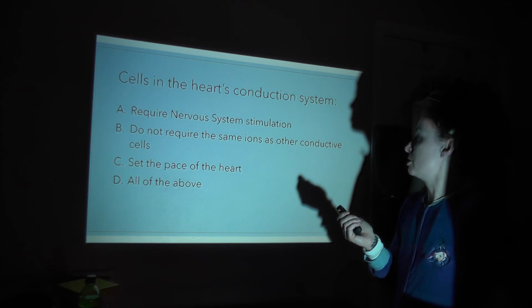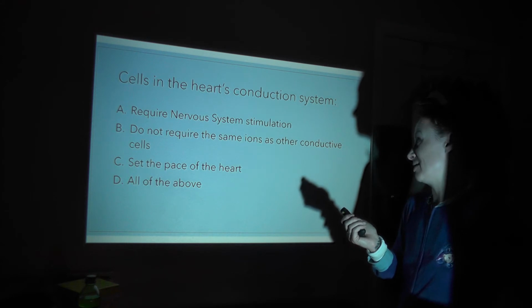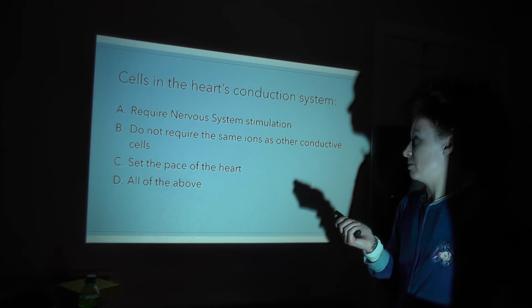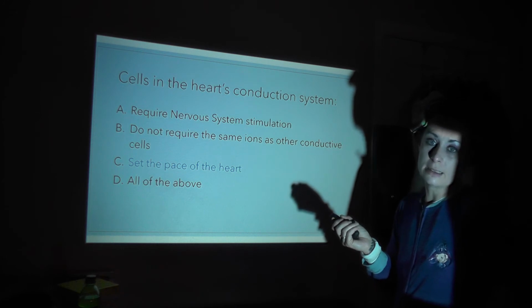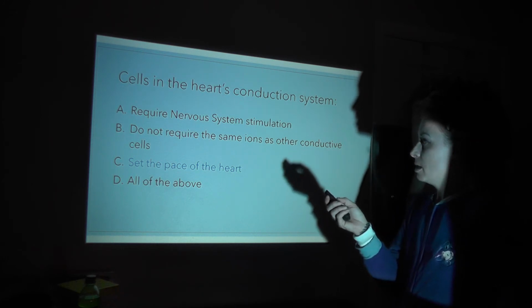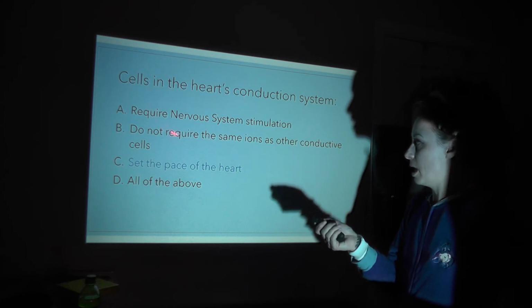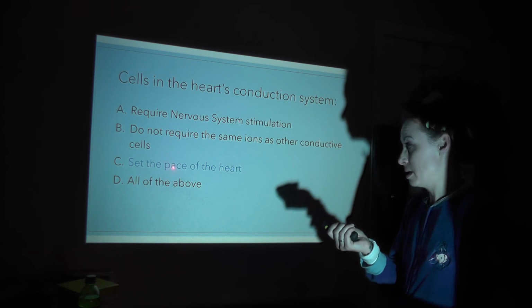Cells in the heart's conduction system: A, require nervous system stimulation; B, do not require the same ions as other conductive cells; C, set the pace of the heart; D, all of the above. The answer is C, they set the pace of the heart. So why don't these other answers work? They do not require nervous system stimulation because they set their own pace.